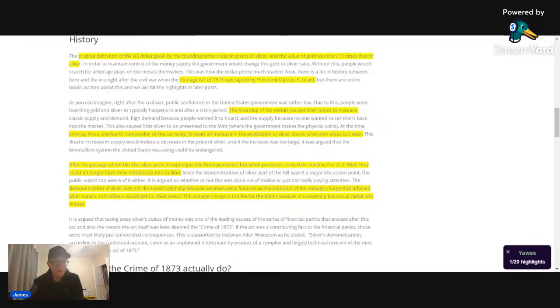And then over in the West, the Comptroller of the Currency, John J. Knox, at the time, foresaw an increase in the production of silver, because of multiple silver mines and various things looking to come into production relatively soon back then, and increase the supply of silver. And so he thought this could endanger the bimetallic system of the United States.